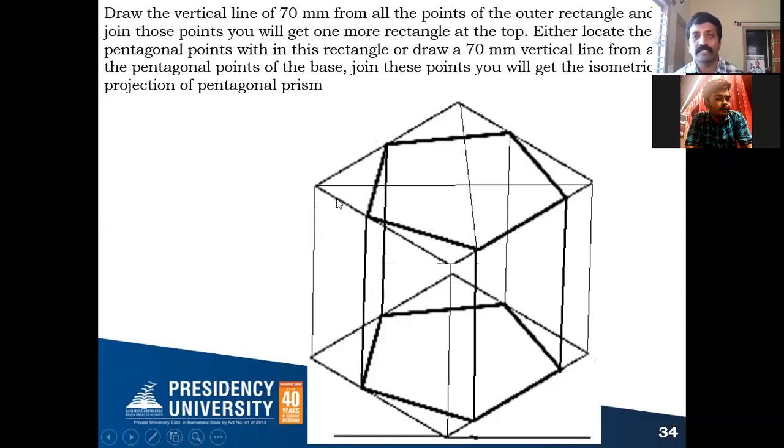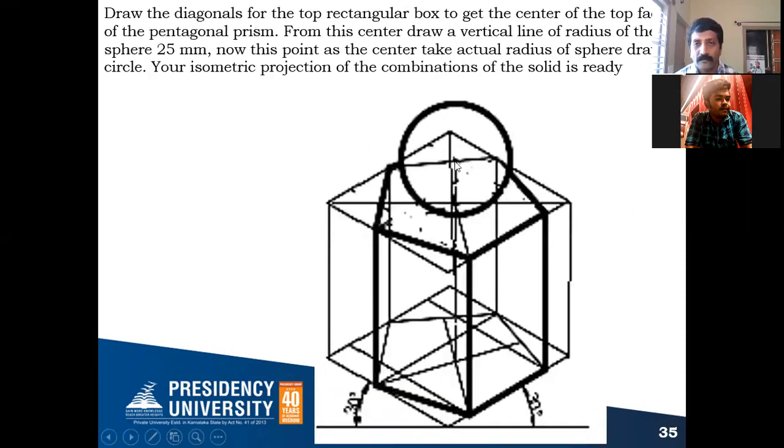So now how to find out the center? Draw the diagonals of the outer box. So this is your center. Correct? So after finding out the center, you need to draw the vertical line which is equal to the isometric height of your sphere. So what is the height of the sphere? 25 millimeter. That is, the radius is nothing but the height of the sphere. So take isometric 25 on this vertical line. So let me show you in the next. You take isometric 25 from the center.